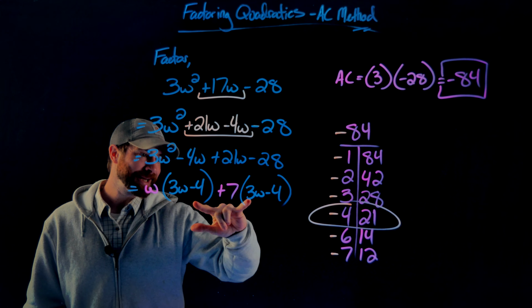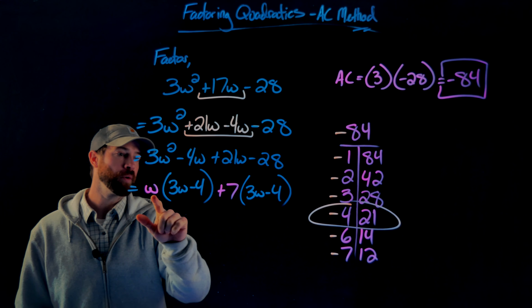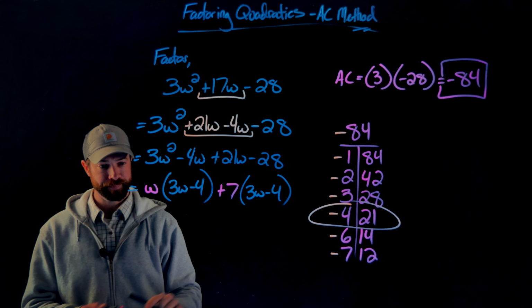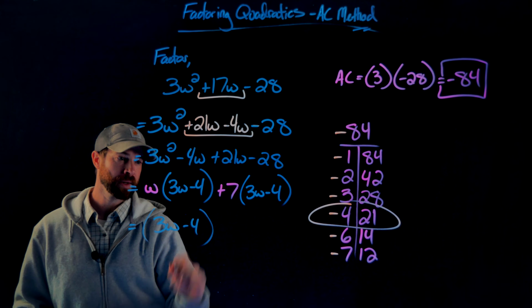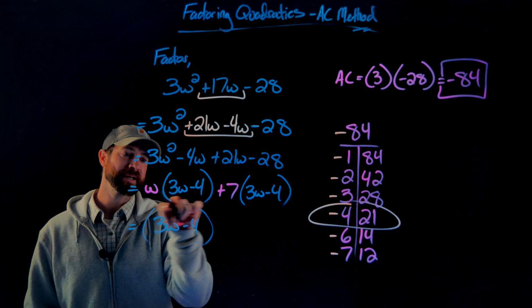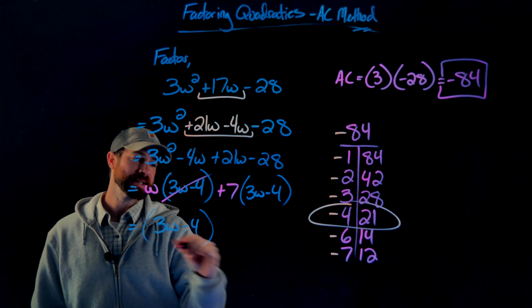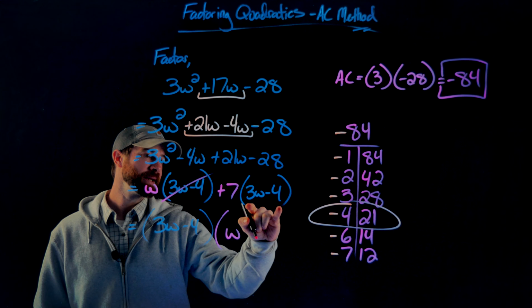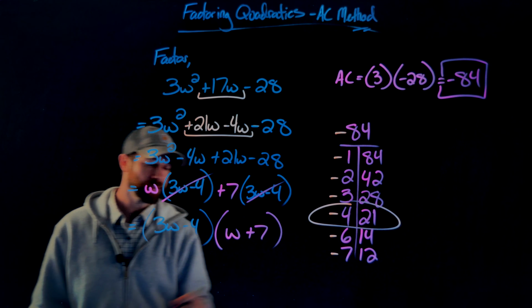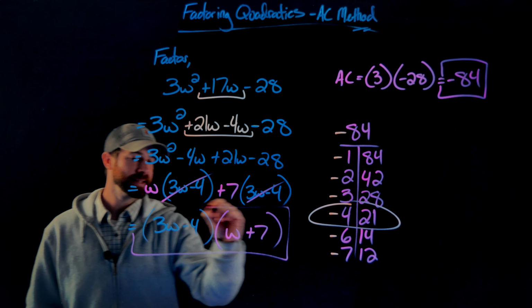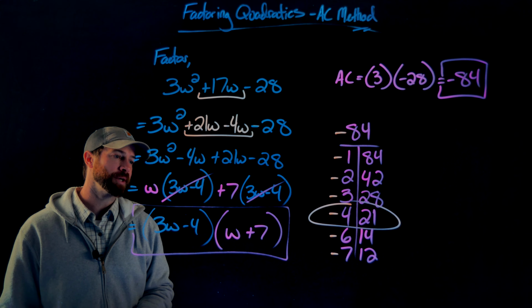I'm now going to factor out this 3w minus 4 out of these two terms. What I'm left with in this term, if I take out 3w, is just this w. And then in this case, when I take out the 3w, I'm left with just a plus 7. And this is the final factored form of the quadratic above.